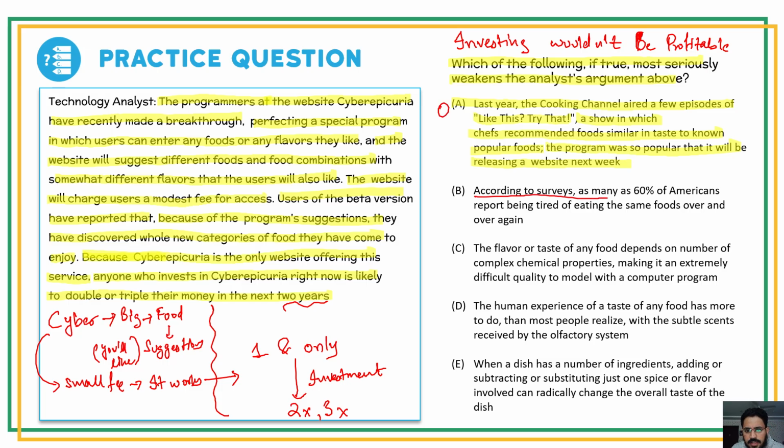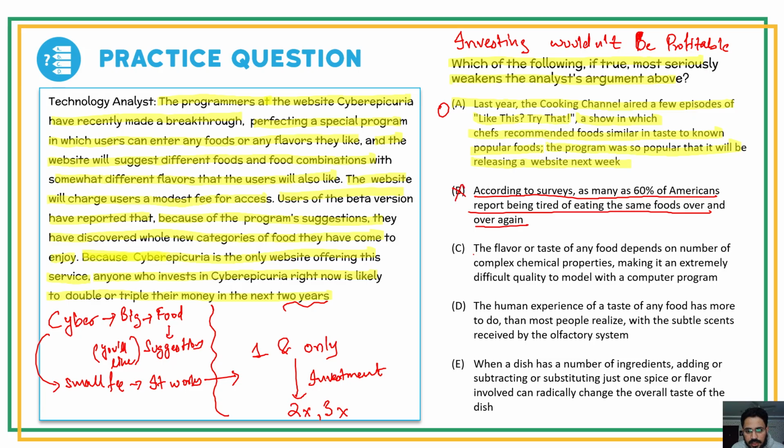Option B: According to surveys, as many as 60% of Americans report being tired of eating the same foods over and over again. Well, if more than half of them are tired of eating the same foods again and again, that actually bolsters the argument that your investment might be safe. And we're not looking to do that. We are trying to say something which shows that the investment wouldn't be profitable. It does the opposite. It tells you that the investment would be profitable.